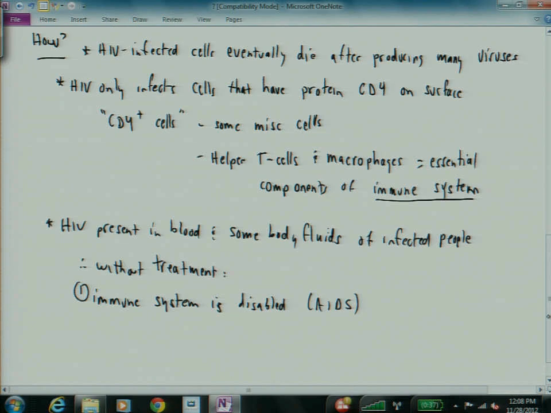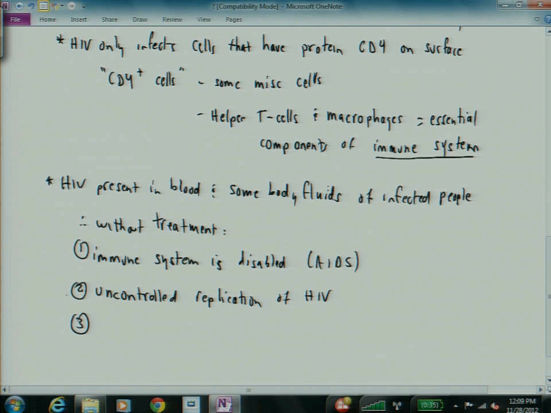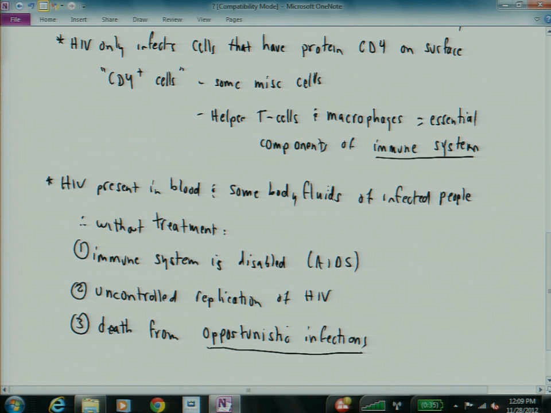The next thing is that you have uncontrolled replication of HIV. That's because now the immune system is unable to fight it. And finally, death, if it's untreated, occurs from what are called opportunistic infections. And the idea is the following. HIV itself does not kill you.